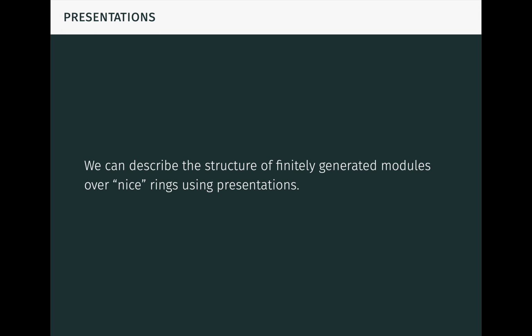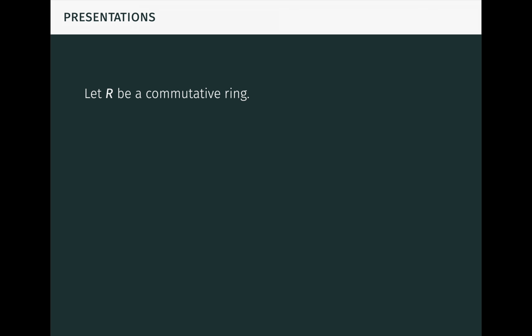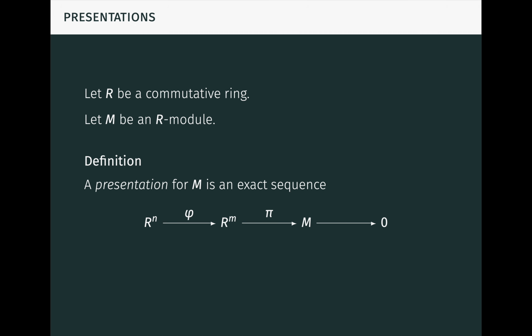We can describe the structure of finitely generated modules over sufficiently nice rings using presentations. Again, let R be a commutative ring, and let M be an R-module. A presentation for M is a sequence of homomorphisms as seen here, which is called an exact sequence because the image of each homomorphism in the sequence is equal to the kernel of the next.